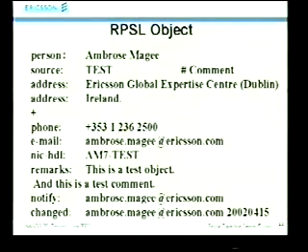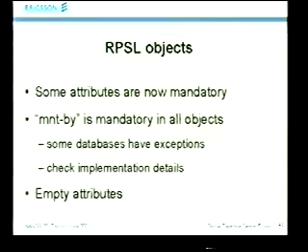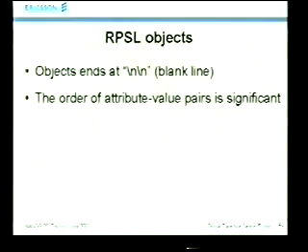Column 0 is the tricky part. Attributes begin at column 0. Continuation begins at column 0. Comments cannot begin at column 0. The order of attribute value pairs is significant.